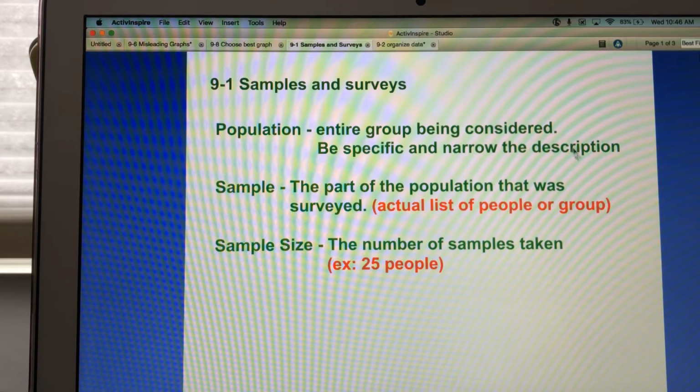Be careful about that population. That is the biggest problem here, is that students choose a population that is too large to have a real survey for. So be careful. I suggest a population is eighth graders at your school. Then your sample is just one classroom of eighth grade. That would be 25 people.